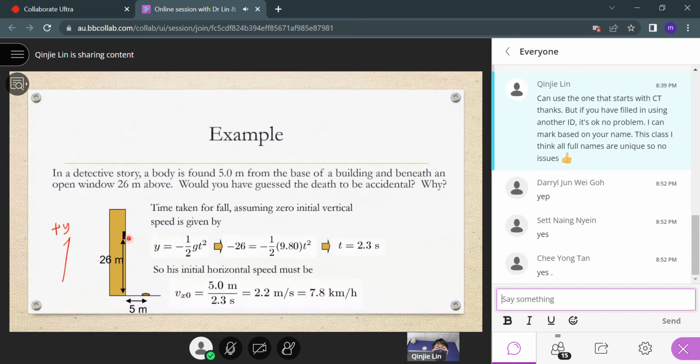But if you take upwards to be positive, you are starting from here, and then you are going down. What should happen to the displacement? It should go into a negative value, correct? It starts from 0. If you go up, you're positive, but now you are going down, so you will have a negative value. So it all depends on your choice of axis. If you choose downward positive, the numbers won't look like that, but in the end you should get the same answer also.